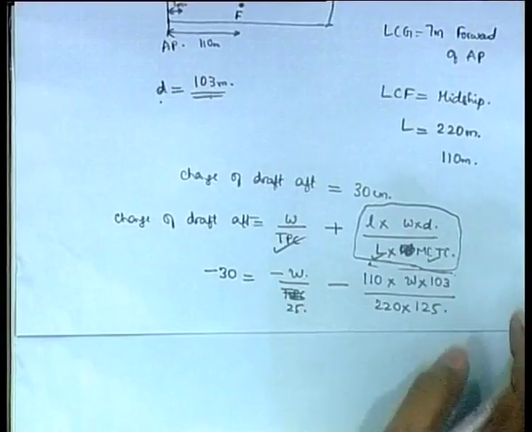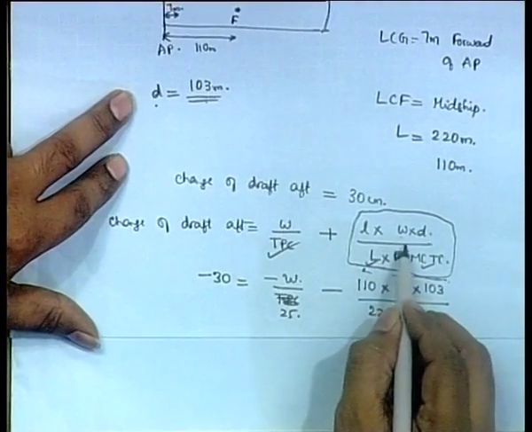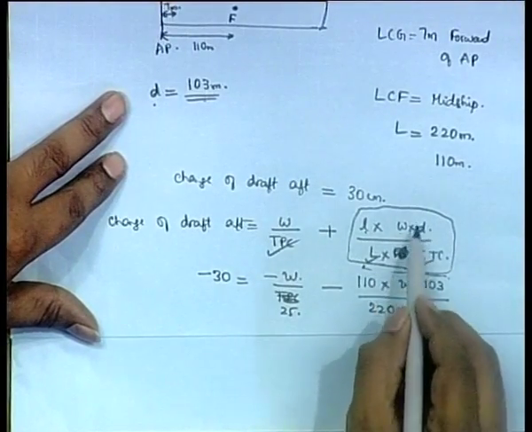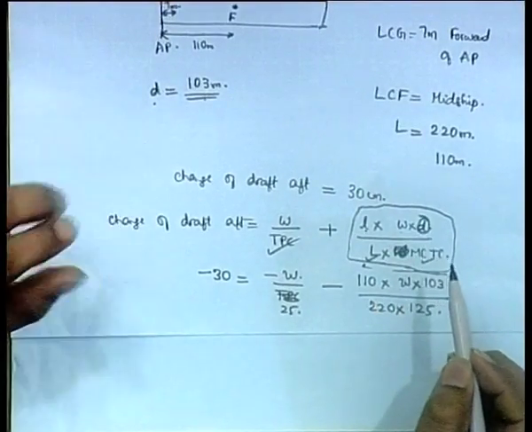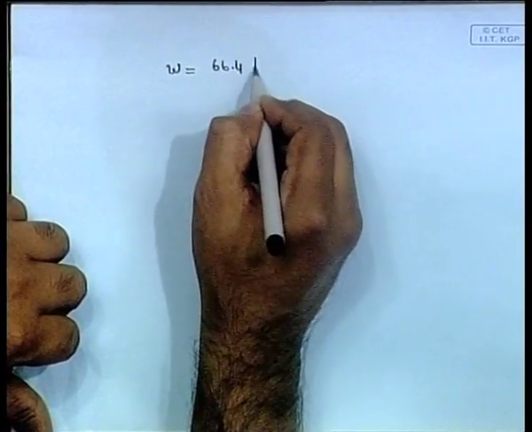You can derive it of course, but you better memorize it, I think. L into W, and you have to know exactly what each term stands for. For instance, D is not the distance from the aft perpendicular. D is defined to be the distance from the center of flotation. That is very important, otherwise the answer will be wrong. Okay, then in this problem you just solve for W, it becomes 66.4 tons.